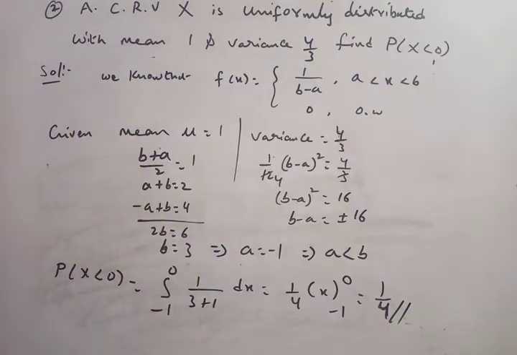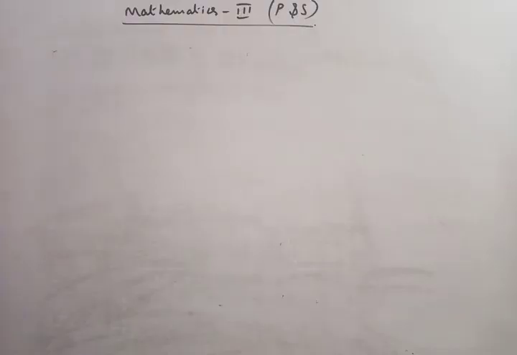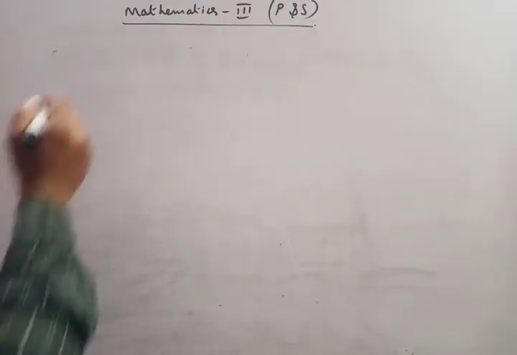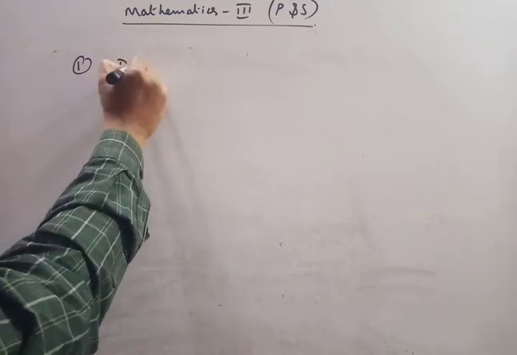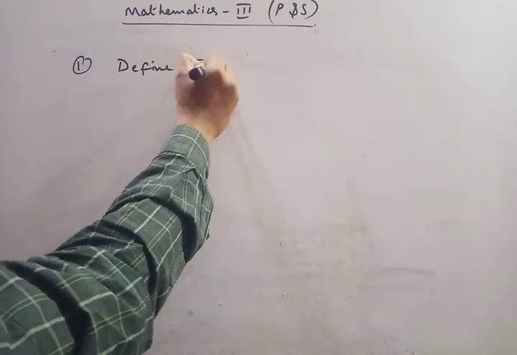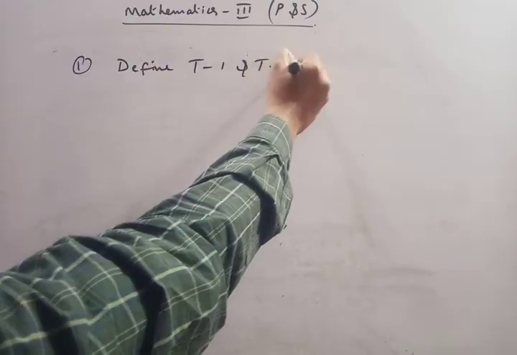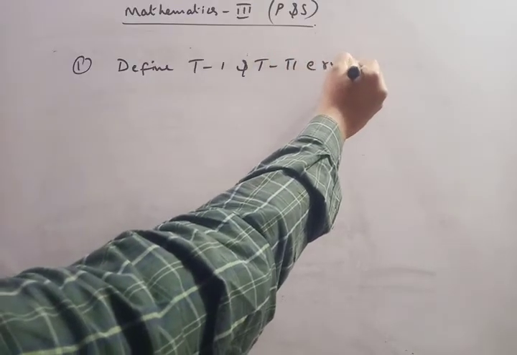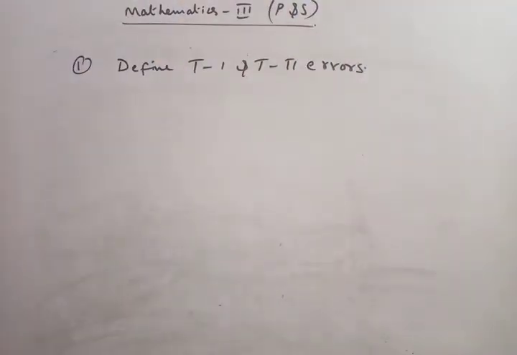Okay, this is another problem on uniform distribution. Sometimes this problem will come for 5 marks, sometimes it will come for 2 marks. See the next short answers, what questions he gave here. Next he gave, define type 1 and type 2 errors. This came for 2 marks.